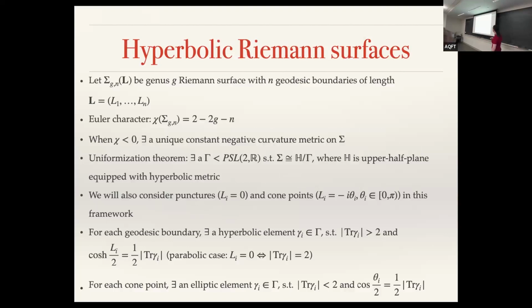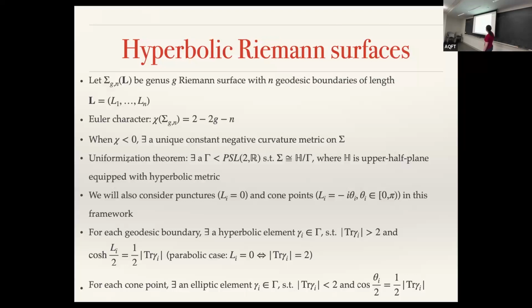Okay, so this is maybe the most mathematical part of my talk, where I review some basic facts about hyperbolic Riemann surfaces, some of which I think are familiar to you, though I don't fully understand the scope of the background of the audience, as I know it's a combination of disciplines here. So I'll start by calling Sigma_{g,n} a genus g Riemann surface with n geodesic boundaries of lengths L.